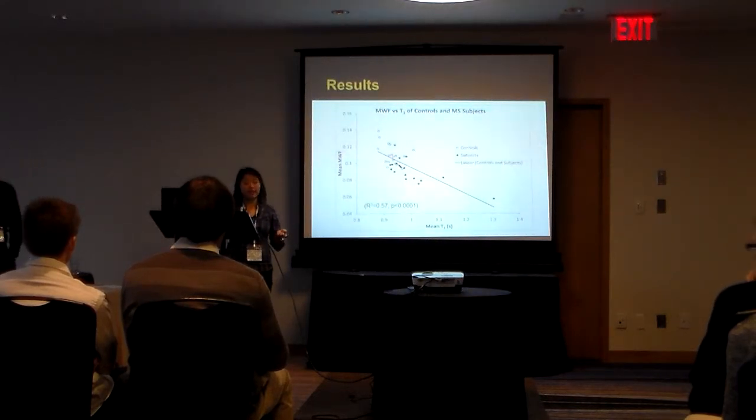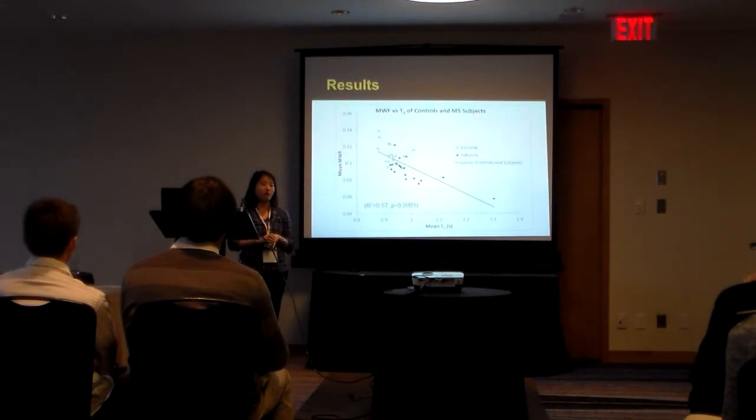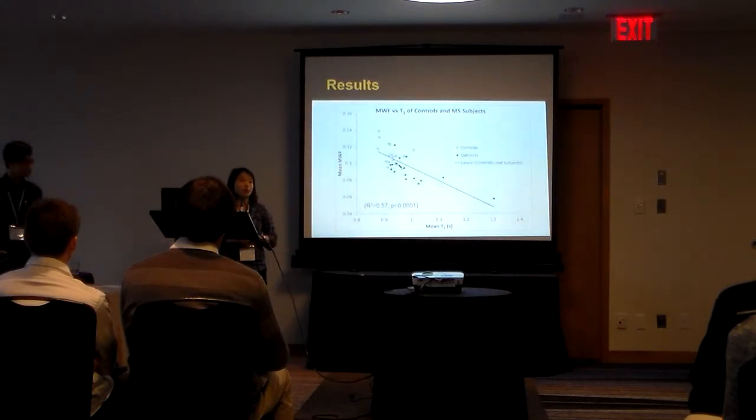There's another study that I cite in this publication, to be published. The MTR correlated negatively with T1 in lesions and normal appearing white matter of subjects, but not in controls. So the theory is that MTR is only sensitive when there's a lot of demyelination, so in lesions or in subjects. But in controls, it's not able to detect the demyelination using MTR.